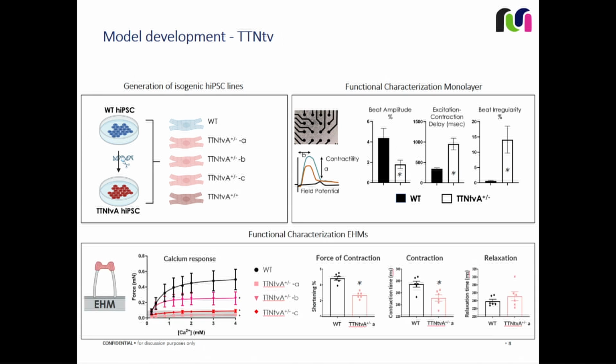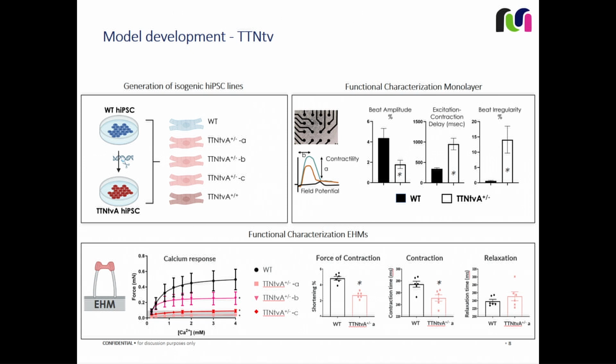Moving a step further, we're doing the same thing now in the EHMs. We're looking at the force of contraction at different calcium concentrations. In black is the wild type, and the other ones are the heterozygous. The homozygous, of course, didn't contract at all, but we did the experiment. We can clearly see a force of contraction phenotype, a reduction in the TTNTV versus the wild type. We also have a reduction in the contraction time, but not in the relaxation.